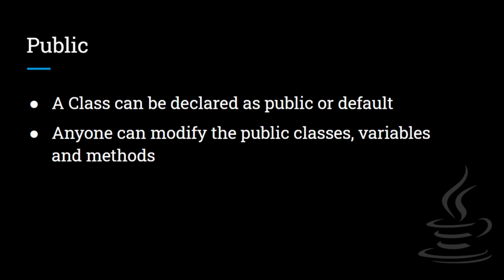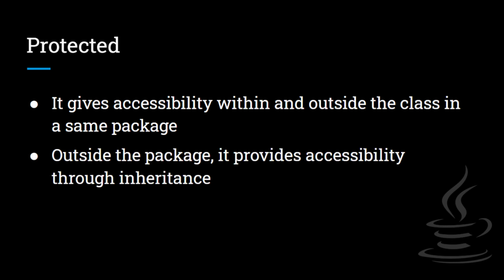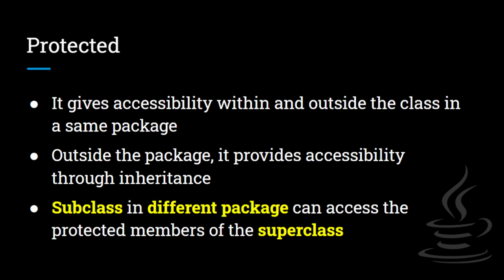The third one in the list is the protected access modifier. The protected access modifier makes the data members and methods accessible within the class and outside of the class, but in the same package. It also provides accessibility outside the packages, which is achieved only with the help of inheritance. This means that the subclasses can access the protected members and methods of the superclass. This is true even if the subclass is not located in the same package as the superclass.